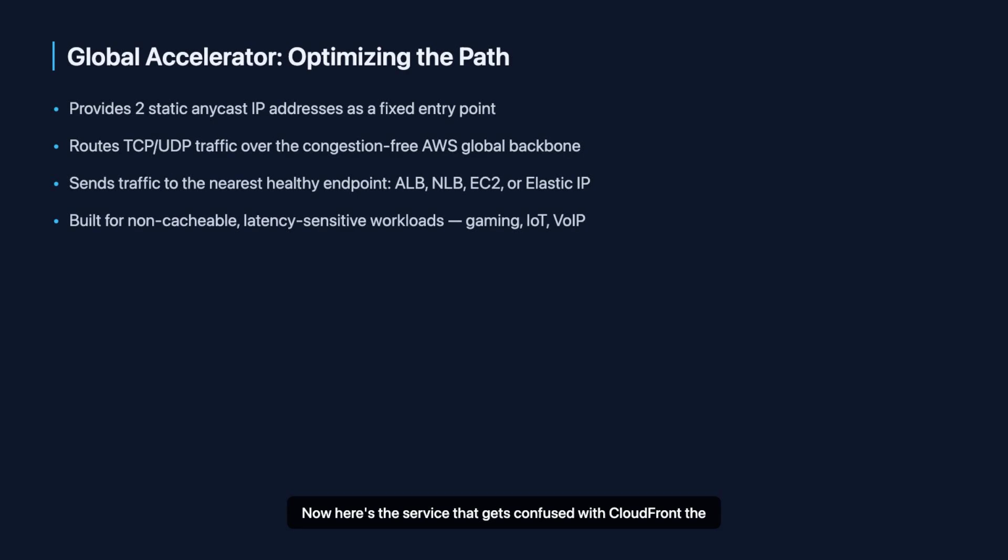Now here's the service that gets confused with CloudFront the most: Global Accelerator. It gives you two static IP addresses that act as a single fixed entry point to your application. From there, it routes TCP and UDP traffic over the congestion-free Amazon Web Services global backbone, sending each user to the nearest healthy endpoint: an Application Load Balancer, a Network Load Balancer, an EC2 instance, or an Elastic IP. Notice what's missing from that description? Caching. Global Accelerator is built for non-cacheable, latency-sensitive workloads. The classic trigger words are gaming, Internet of Things, and Voice over IP.